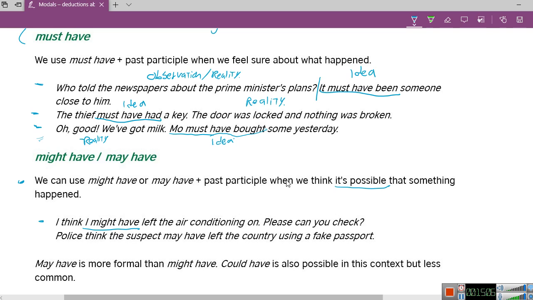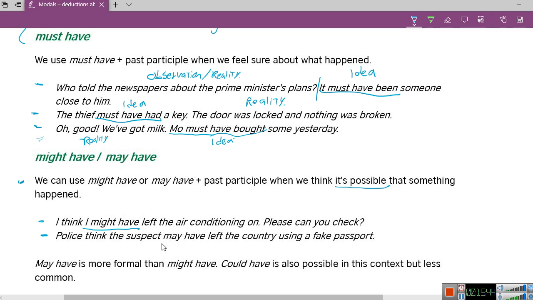And well, yeah, I'm saying, please, can you check? Let's look at this other example. Police think the suspect may have left the country using a fake passport. So let's guess that police have not gathered enough proof to prove that. So they're saying that the suspect may have left the country using a fake passport. They're implying they're not sure about that, but it's a feasible possibility.